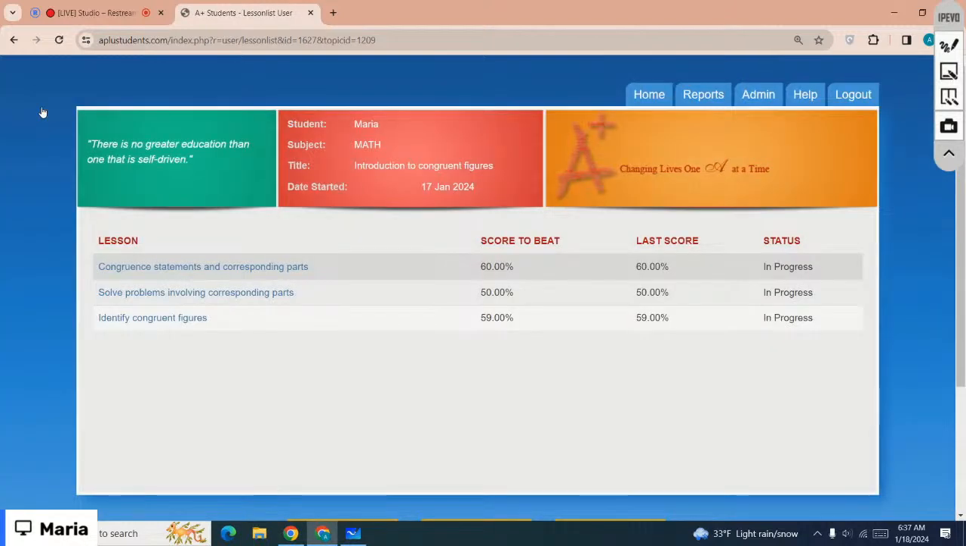So we are working on grade 10 math. The chapter we are working on is Introduction to Congruent Figures, and the lessons we have covered today are congruent statements and corresponding parts, solve problems involving corresponding parts, and identify congruent figures, right? So please make sure before the next session you complete all the practice questions for the lessons we did today. That is your homework until the next session, right?